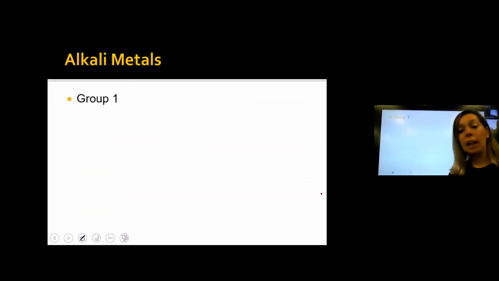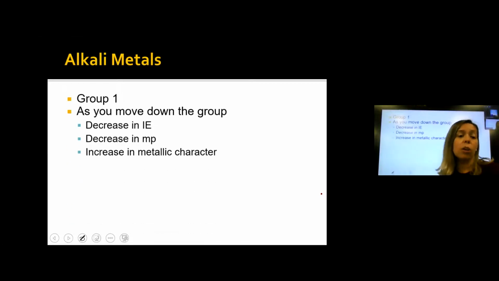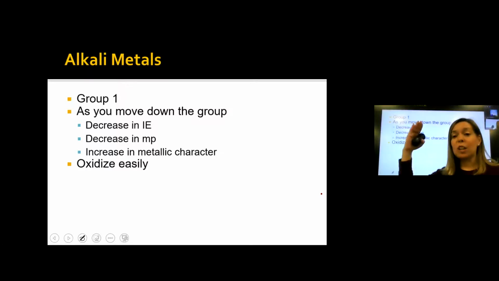All right, our alkali metals, group 1. So we have to remember that alkali is group 1. And then we just go through those properties. So group 1, highly reactive. Remember, sodium with the water, highly reactive.